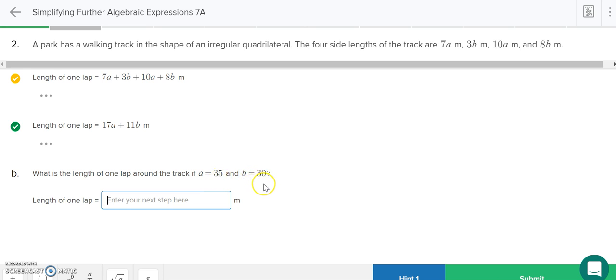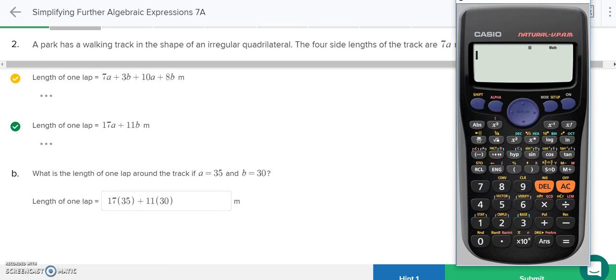The next question says, what is the length of one lap around the track if a is 35 and b is 30? So what we're going to do now is substitute. And on your substitution, you should be showing brackets for what you put in. So 17 lots of 35, because that's the value of a, plus 11 lots of 30, which I'm going to substitute in there. So in my calculator now, I'm typing 17 lots of 35 plus 11 lots of 30. And that's going to give me 925.